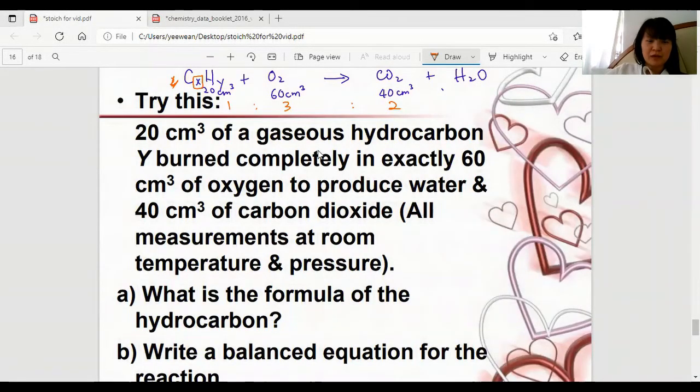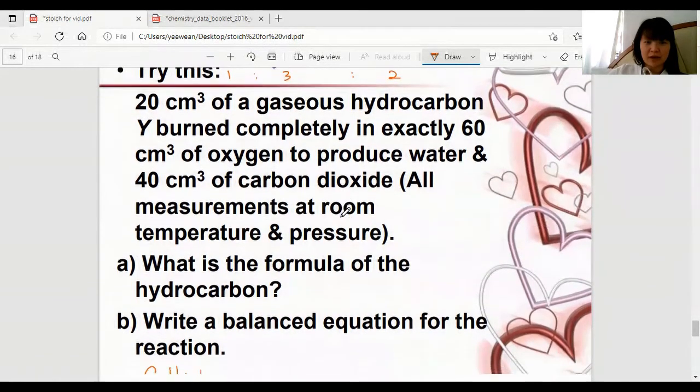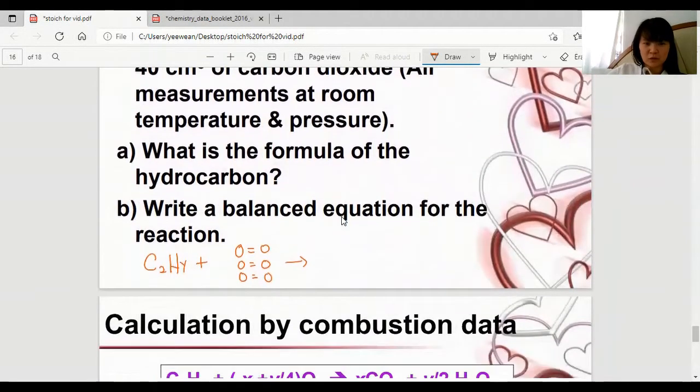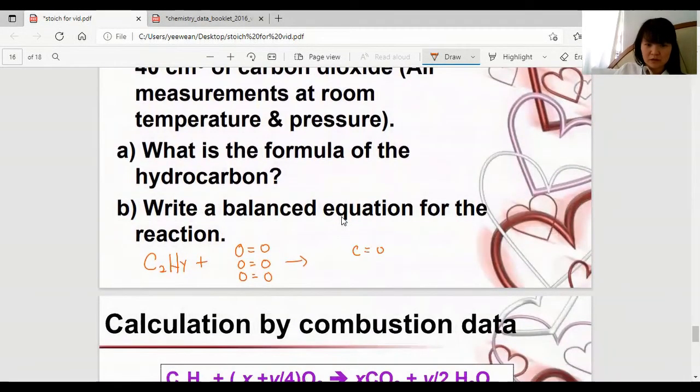So C2H, don't know. The Y is still unknown. Reacts with 3 of those O2. It produces 2 CO2. And we don't know how much of water. But let's balance this equation.